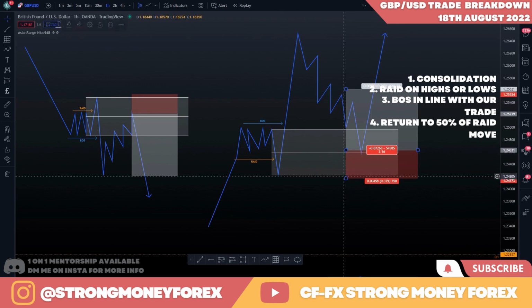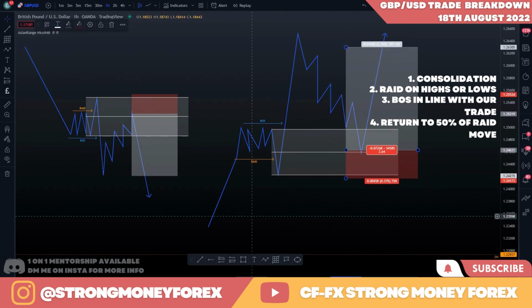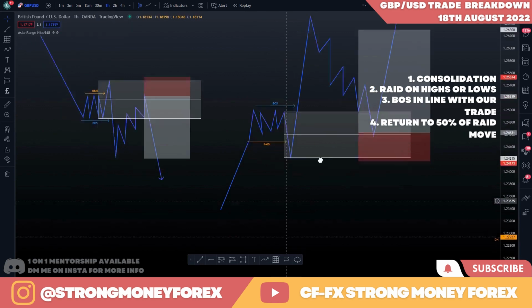Once we've got that order in, once we've seen these three things occur, a raid of the highs or the lows, a break of structure impulsively in our direction, and then a corrective movement back into this area, we can then look at 50% of this last move down or 50% of this last move up, and we take the trade. It's as simple as that.